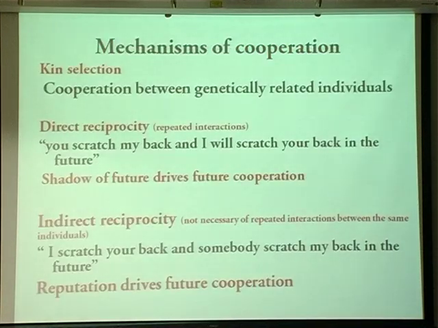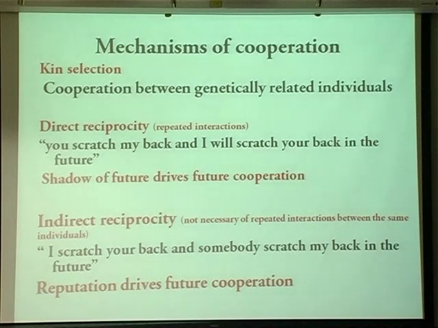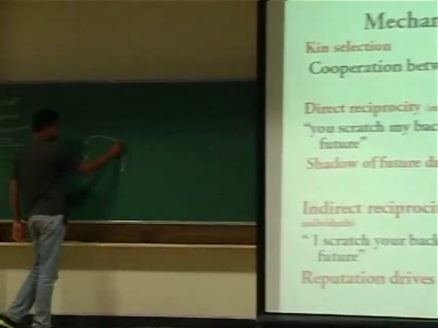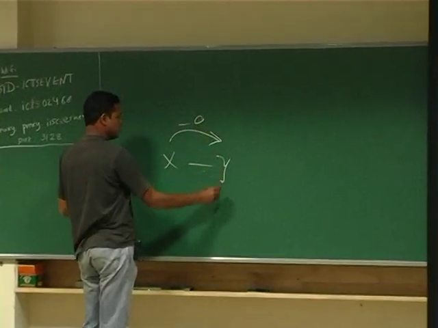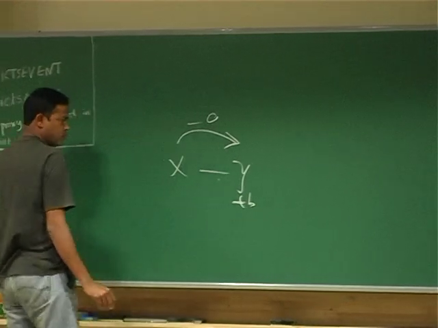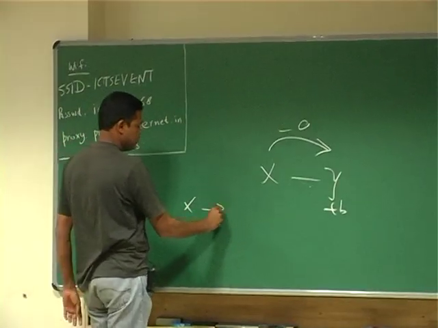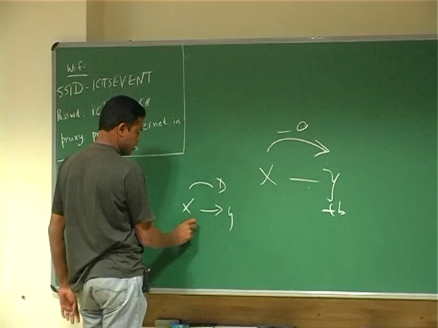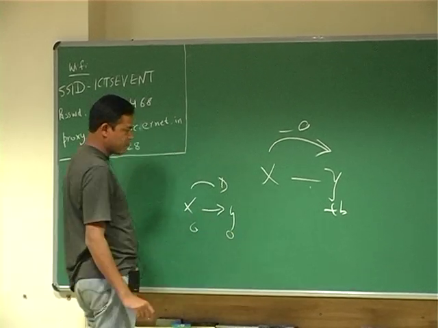Let me explain what cooperation is. Cooperation means, suppose in helping somebody, I have to incur some cost, C, and the person who is receiving help gets a benefit B. That is mathematically a cooperative activity. If two individuals, X and Y, interact, and X cooperates with Y, he loses C and Y gets B. If X defects on Y, he doesn't get any payoff.